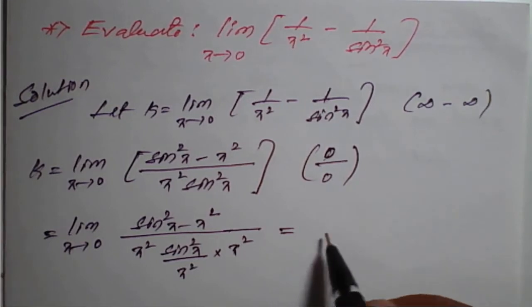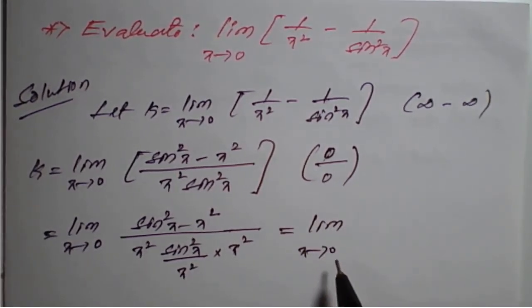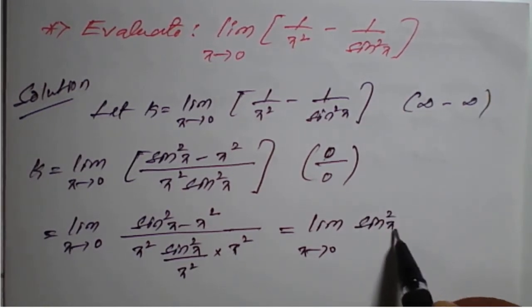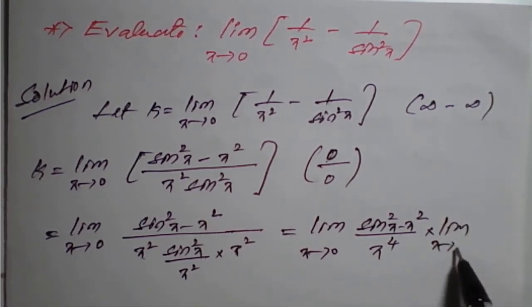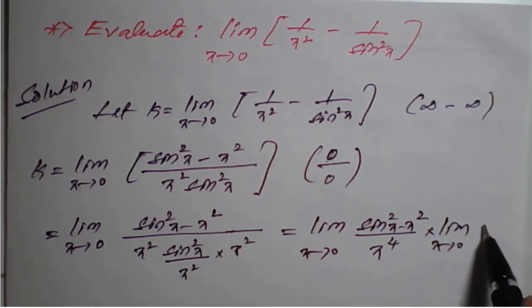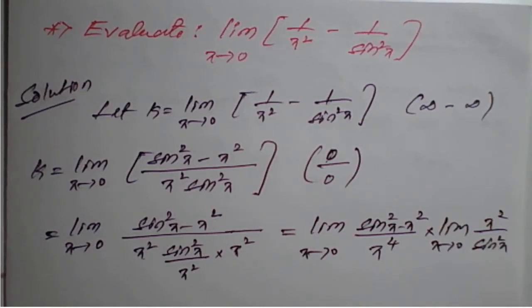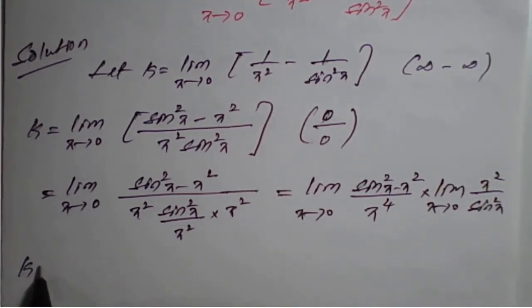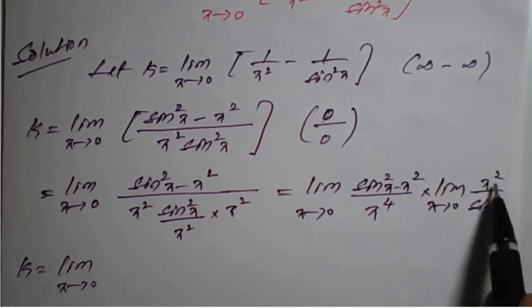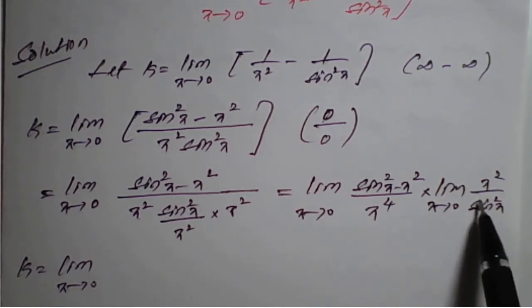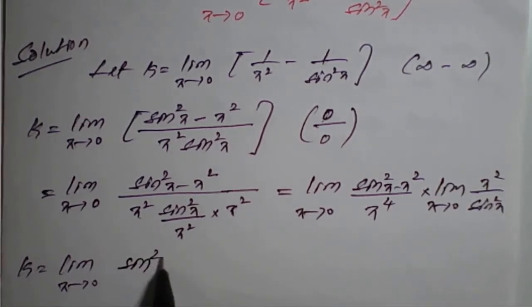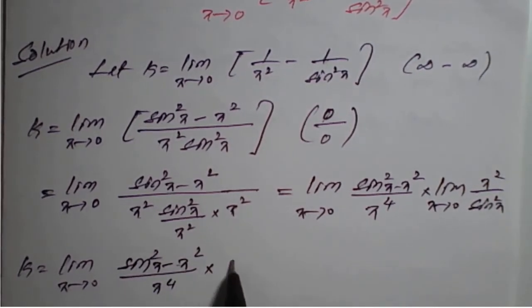So we can write it as limit as x tends to 0 of sine square x minus x square divided by x raised to 4, into, I will write this separately, limit x tends to 0 of sine square x upon x square, which becomes reversed, x square upon sine square x. So therefore k is equal to limit x tends to 0. The situation we have here is identical to the limit of x upon sine x as x tends to 0. This is a standard result and the result is 1. So the left part is sine square x minus x square divided by x raised to 4, into 1.